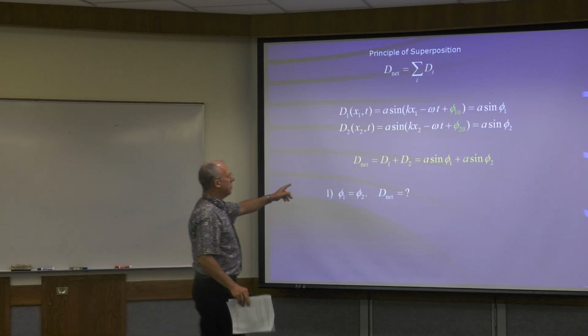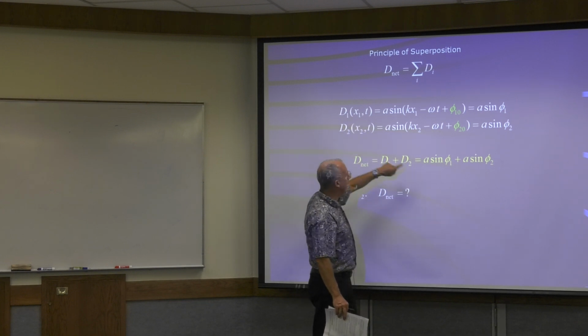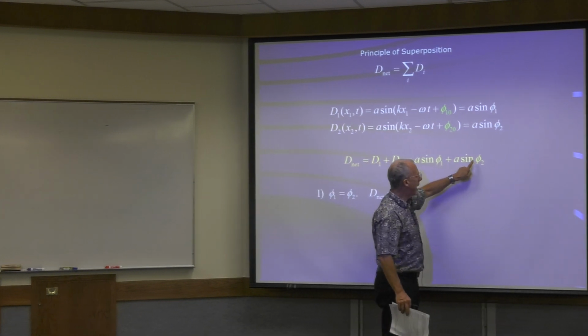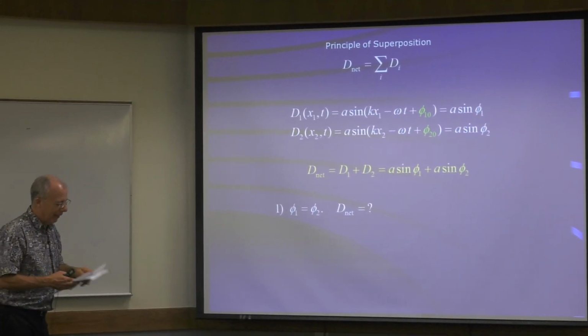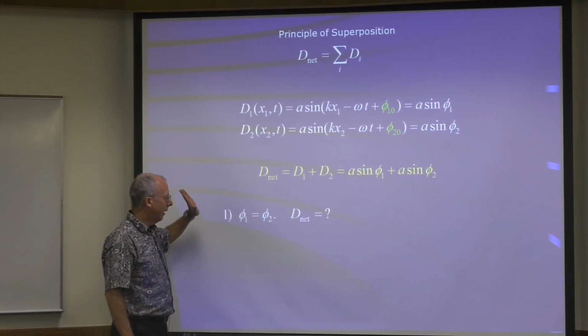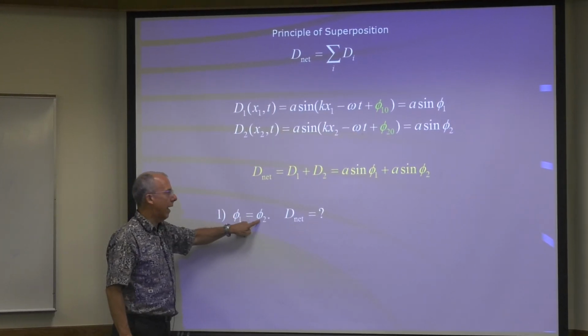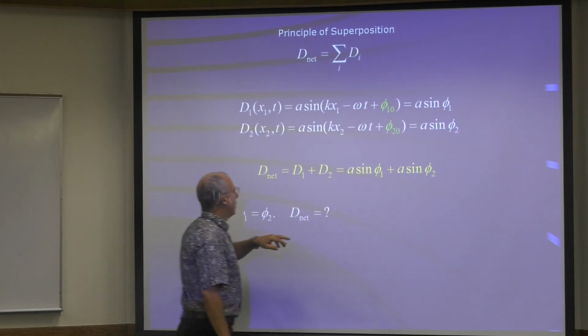So here's the net displacement. You just add them. Superposition, just add them. So you have A sine phi 1 plus A sine phi 2. Okay, so let's do the easy ones. Let's say that phi 1 equals phi 2. So that means that these guys would be the same.